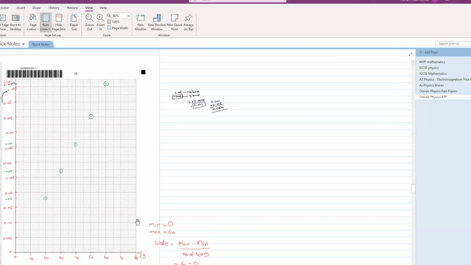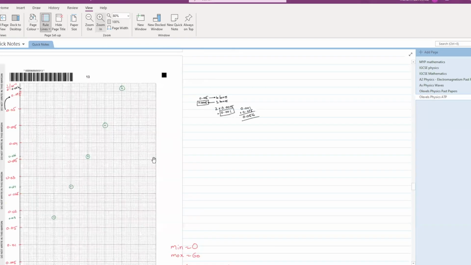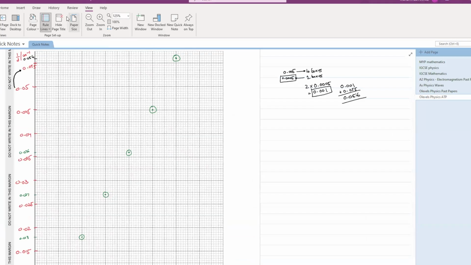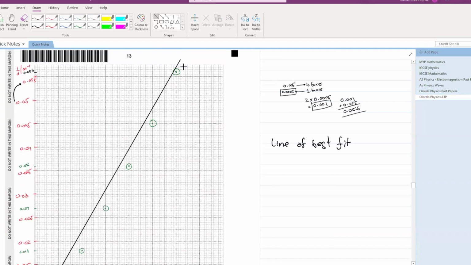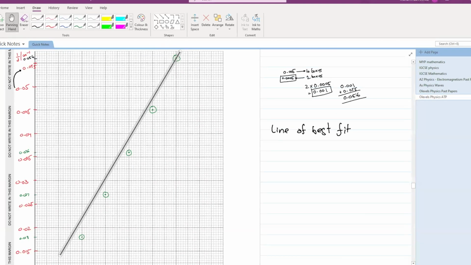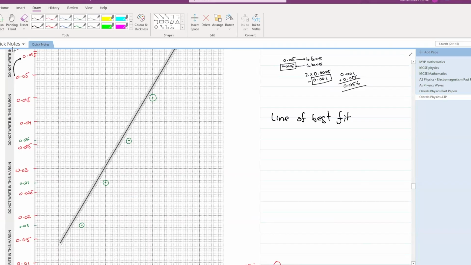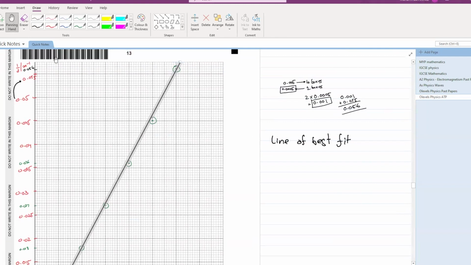Now you have to draw a line of best fit. What is a line of best fit? Line of best fit is a line that passes through the maximum number of points and has an equal number of points above and below. So here we have 5 points. We will try to pass this line of best fit through at least 3 points and make sure that 1 point is above and 1 point is below.